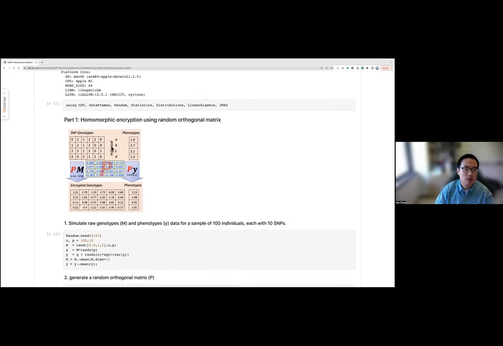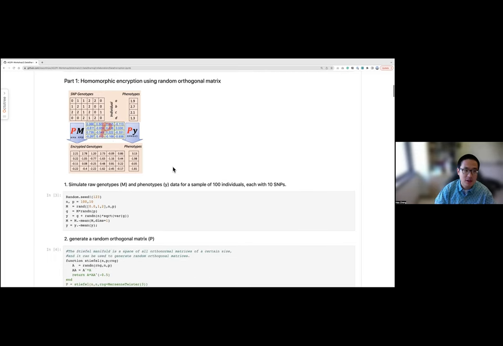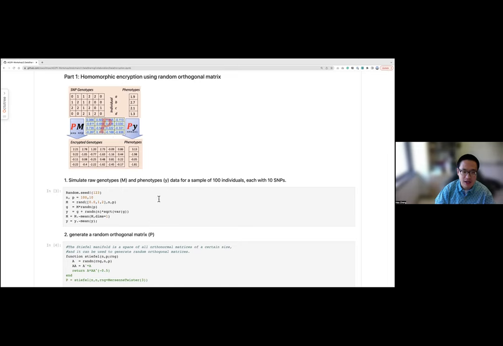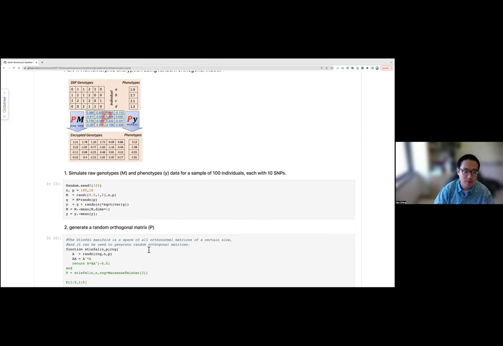In part one, I want to show you how homomorphic encryption works by showing the code. First we simulate genotypes and phenotypes for a sample of 100 individuals, each with 10 SNPs. It's a naive example, and I didn't even simulate LD. I just randomly draw a number from 0, 1, 2 to make the genotype, and then simulate the phenotype with a certain heritability and some randomness. This is a really random data set, but if you go to your real data set, it works. It doesn't matter which data I use to demonstrate the method.